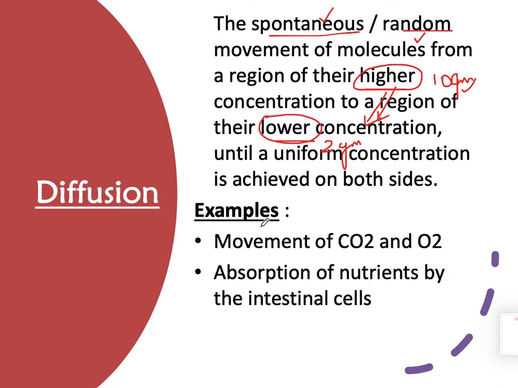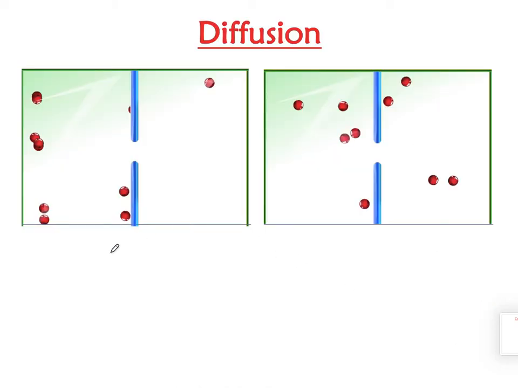Now examples can be movement of CO2 and O2 and absorption of nutrients by your intestinal cells, right? These are various examples of diffusion. Now let us see the diffusion. In the first picture you can see around 1, 2, 3, 4, 5, 6, 7, 8, 9 and 10 molecules on A side, right? And on B side you can see only one molecule.